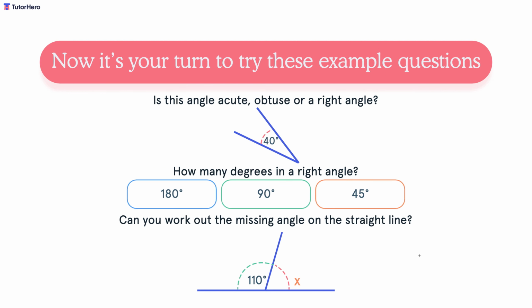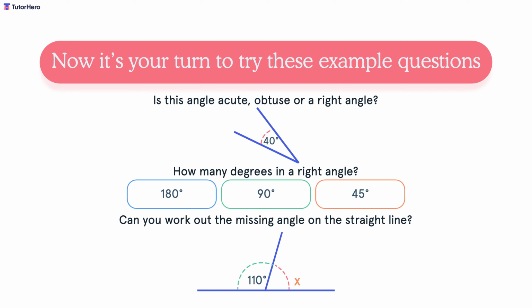Now it's your turn to try these example questions. There are 3 questions for you to try. Is this angle acute, obtuse or a right angle? How many degrees are in a right angle? And can you work out the missing angle on the straight line? Pause the video, take your time and have a go before I reveal the answers. Okay, let's go through the answers.